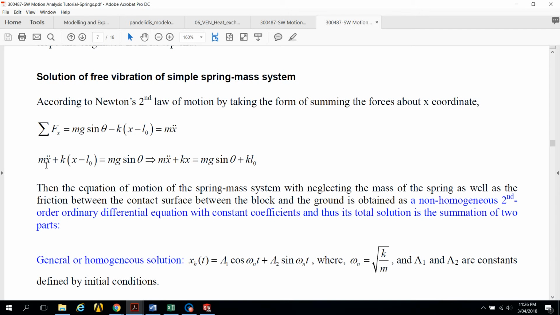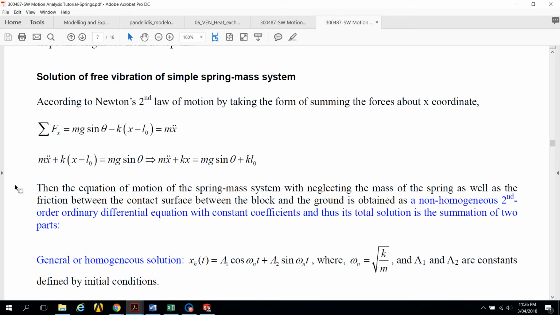This will be equal to m multiplied by the linear acceleration, x double dot. So m x double dot plus k multiplied by (x minus L0) is equal to mg sine theta, and then we are going to have m x double dot plus kx equal to mg sine theta plus k L0.